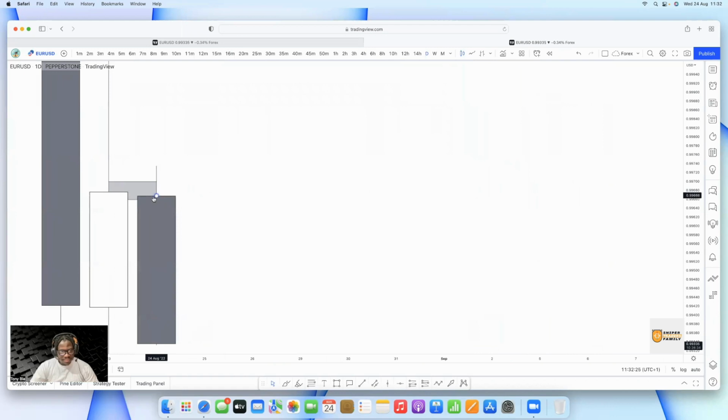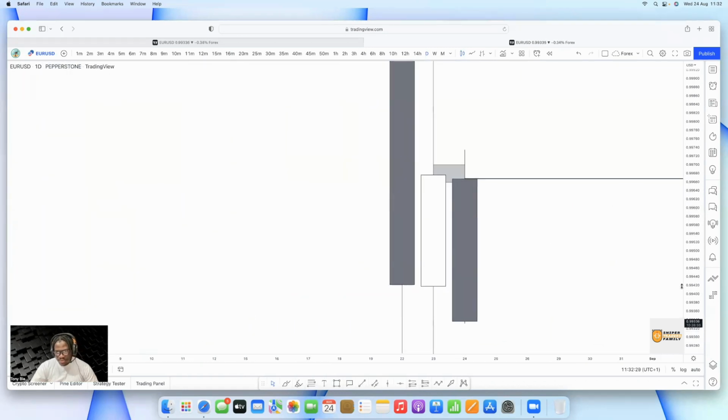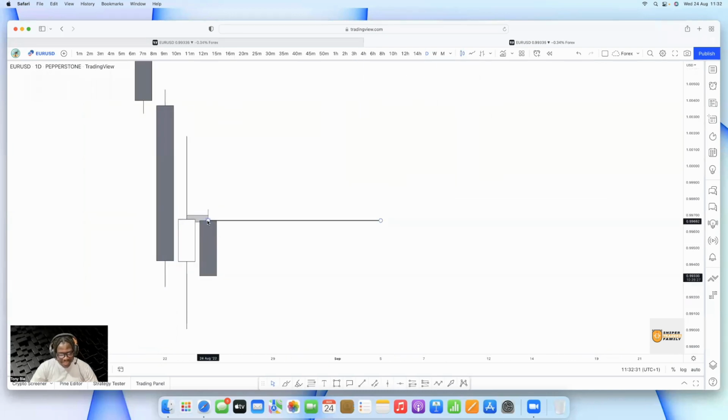Go back to the daily time frame, you should see the candle here. You can see if you extend it to the front, this is the daily open. Okay, this is the daily open. Can you guys see it? Again, I'm going to repeat myself. Go back to the 15 minutes chart.